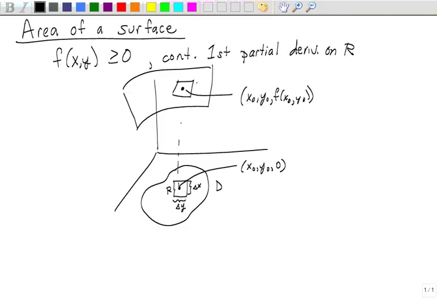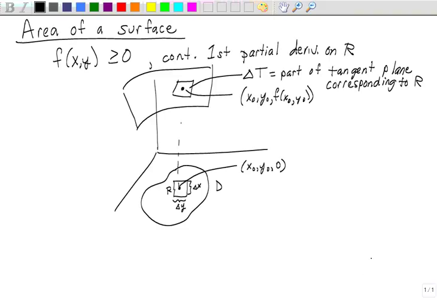Then we're going to take the tangent plane that corresponds to R. So delta T is part of the tangent plane corresponding to R. And then you have delta S, kind of right here, which is part of the surface which corresponds to R.